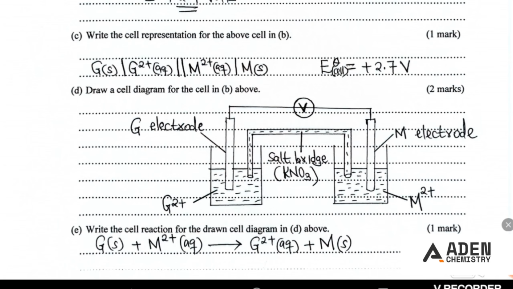So here we are having part C, write the cell representation for the above cell in B. It's the way we have said. Then part D, we are to draw a cell diagram for the cell in B above. So these are the two beakers that we are talking about.